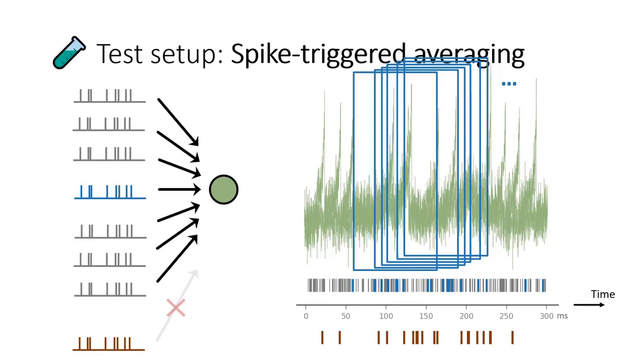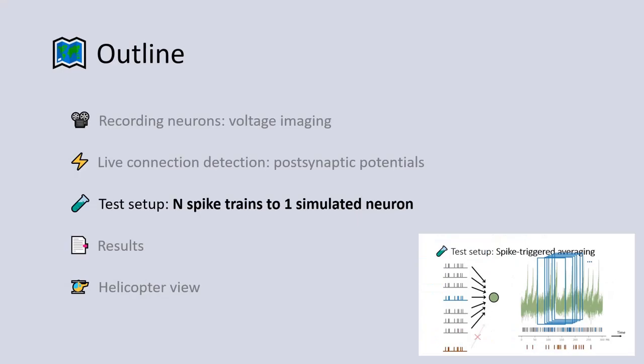And the hope is that by doing that, you would average out the noise, and what would be left, if the neurons are connected, is a remnant of your postsynaptic potential. And if they're not connected, you will not expect to see anything. So a little recap. Our test is simply a bunch of spike trains, some of which synapse onto one simulated neuron. We then cut out windows out of this voltage signal, this generated signal, triggered by the input spike times, and average the windows together.